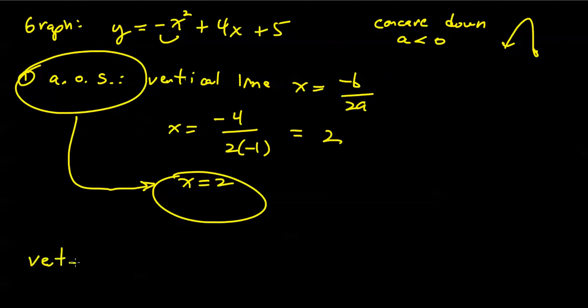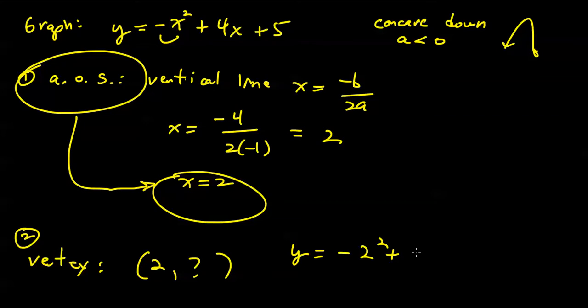Alright, before I sketch anything, let me find the vertex. That's step 2. The vertex is on the axis of symmetry, and the axis of symmetry has x coordinates of 2. So that means the x coordinate of the vertex must be 2, and I need to solve for y to find the y coordinate of the vertex. Alright, so when x equals 2, I'll plug in y equals minus 2 squared plus 4 times 2 plus 5.